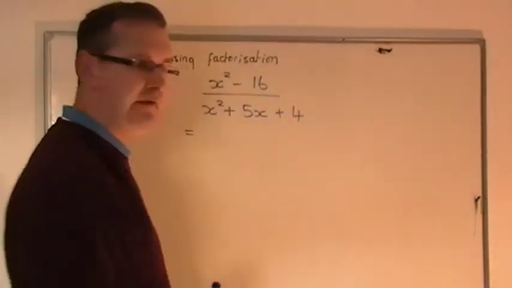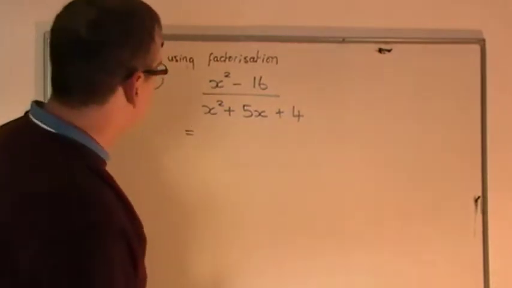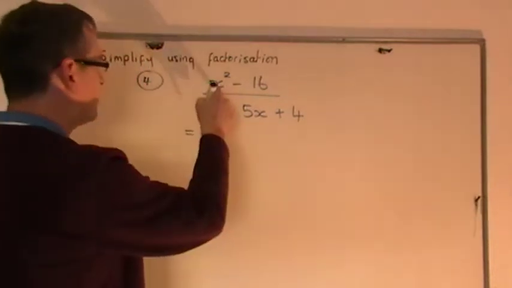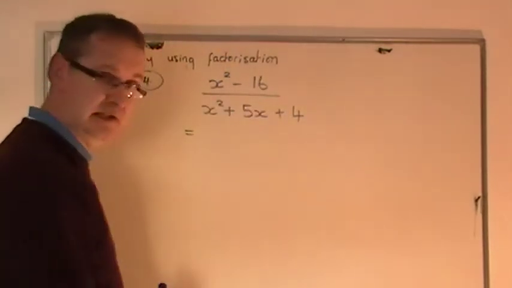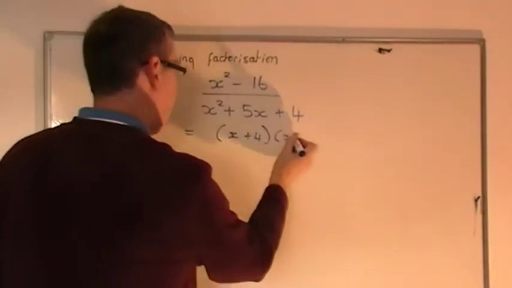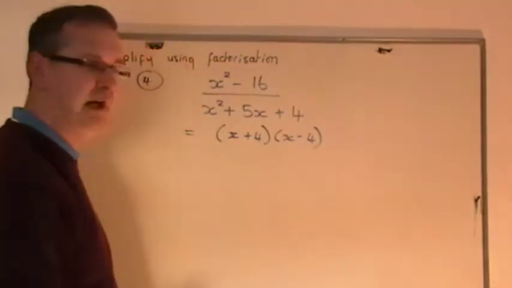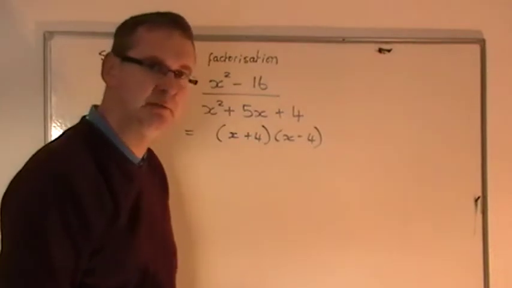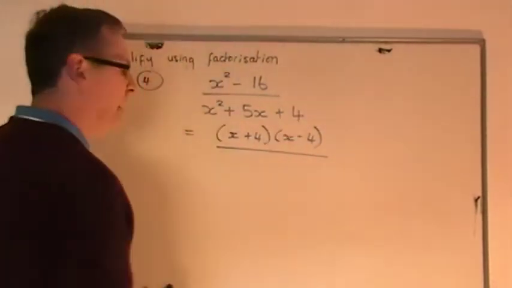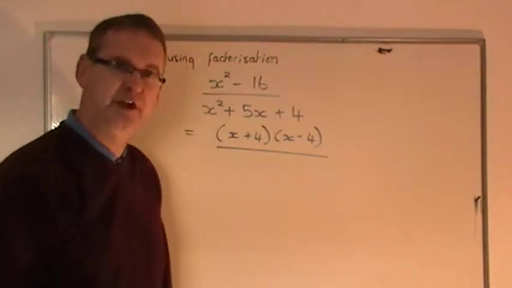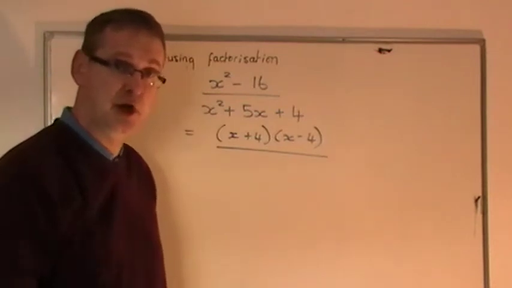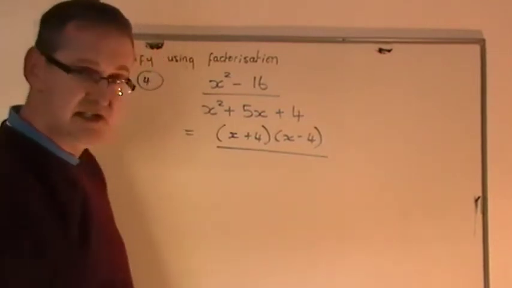Top line, does it have a common factor? No. Is it the difference of 2 squared terms? Yes, it is, because it's x squared take away 4 squared. So this becomes x plus 4, x minus 4 on the top line. That's the difference of 2 squared terms, x squared minus 4 squared. All over. Bottom line, will it factorise? Well, has it got a common factor? No. Is it the difference of 2 squared terms? No. Is it easy table method?